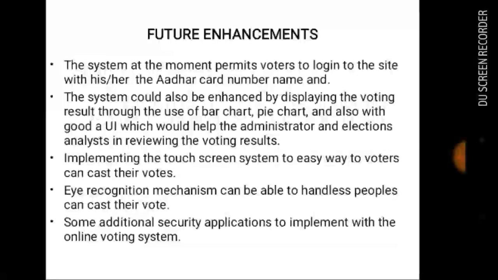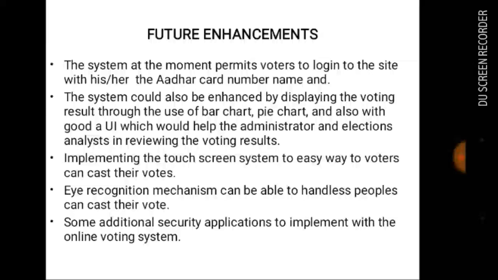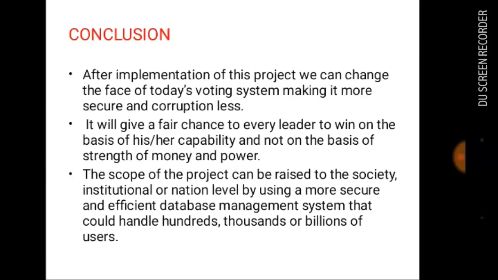Implementing a touch screen system would be an easy way for voters to cast their votes. An eye recognition mechanism could be used to analyze how people cast their vote. Some additional security applications could be implemented with the online voting system.